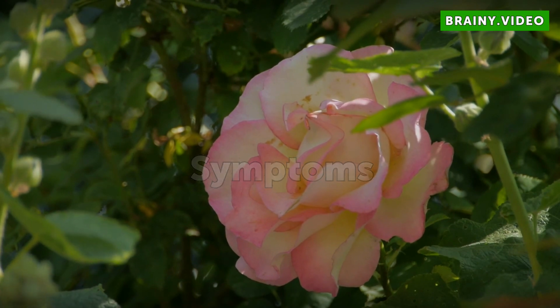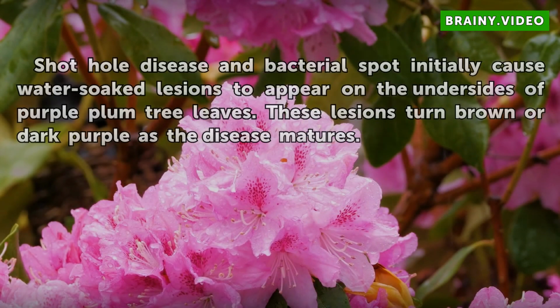Symptoms: Shadhole disease and bacterial spot initially cause water-soaked lesions to appear on the undersides of purple plum tree leaves. These lesions turn brown or dark purple as the disease matures.